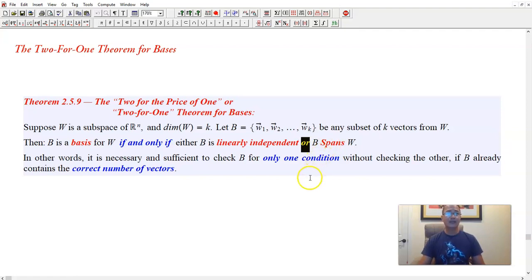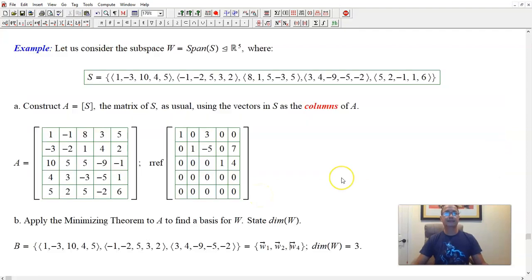And of course, the easier condition to check is the condition of being linearly independent. All you need is the minimizing theorem. Now, the proof for this 2-for-1 theorem is, of course, in the book, so please read it.